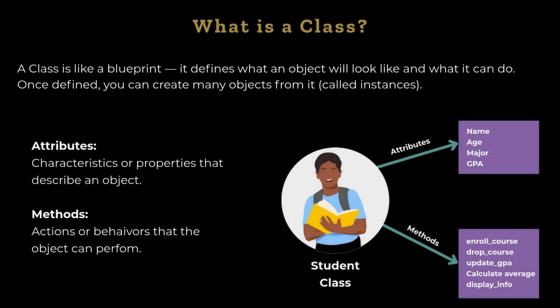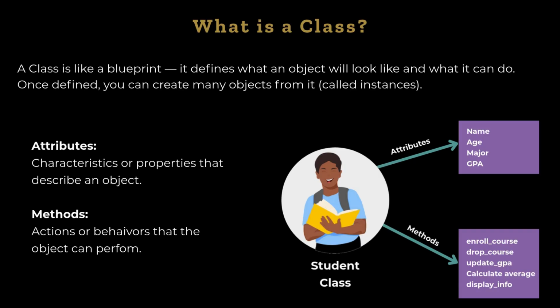What is a class? A class is like a blueprint that defines what something is and what it can do. For example, here we have a student class. We can see its attributes, which describe the student, like name, age, major, or GPA. Below, we have its methods, or actions, things a student can do, like enroll in a course, drop a course, update GPA, calculate average, and display info.